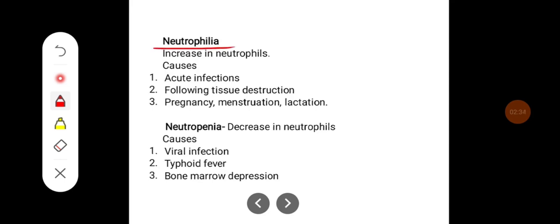Neutrophilia is where there is increase in the neutrophil count. Some of the important causes are acute infections, particularly bacterial infection, following tissue destruction, pregnancy, menstruation, and lactation. Neutropenia is a decrease in the neutrophil count. Some of the causes are viral infection, typhoid fever, and bone marrow depression.